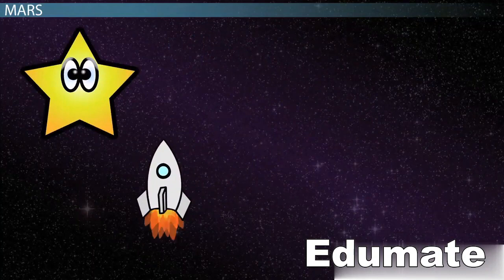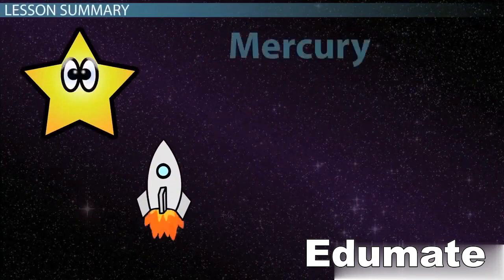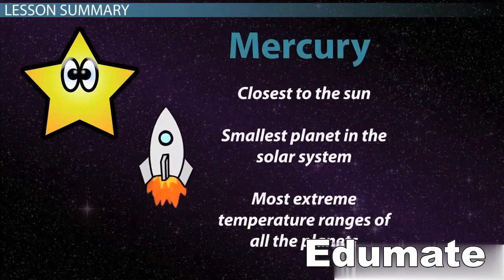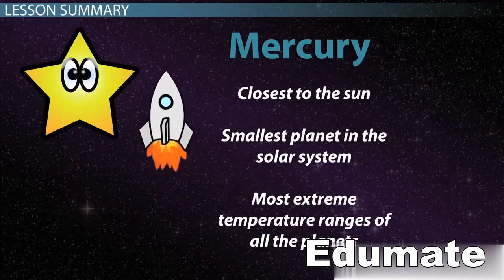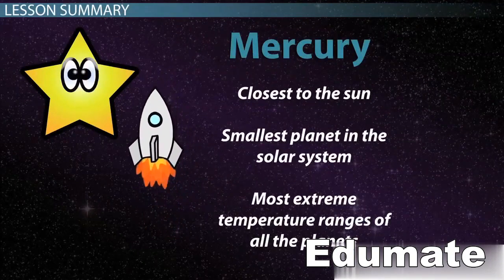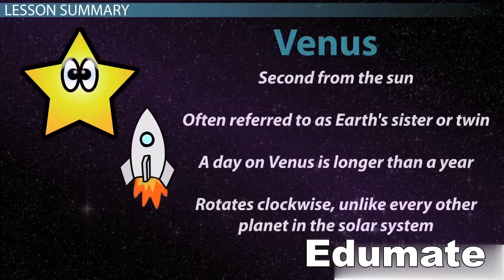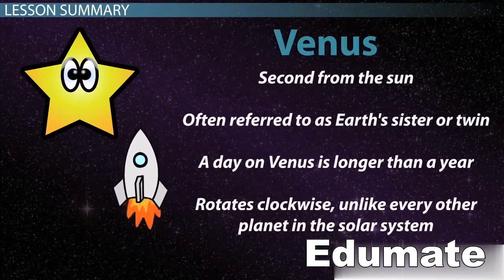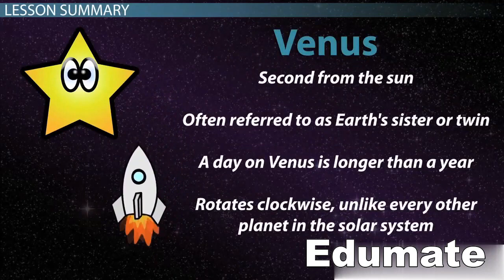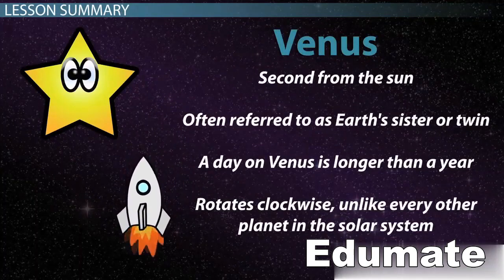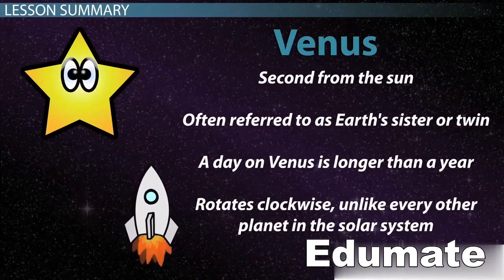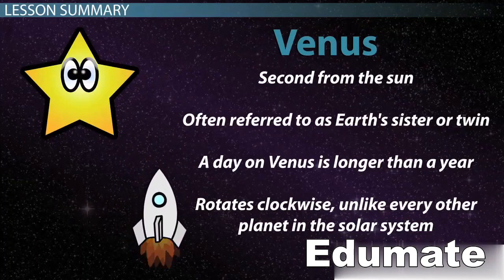On our way back, let's review the planets we visited. Mercury, closest to the Sun, smallest planet in the solar system, most extreme temperature ranges of all the planets. Venus, second from the Sun, often referred to as Earth's sister or twin. A day on Venus is longer than a year. Rotates clockwise, unlike every other inner planet in the solar system.